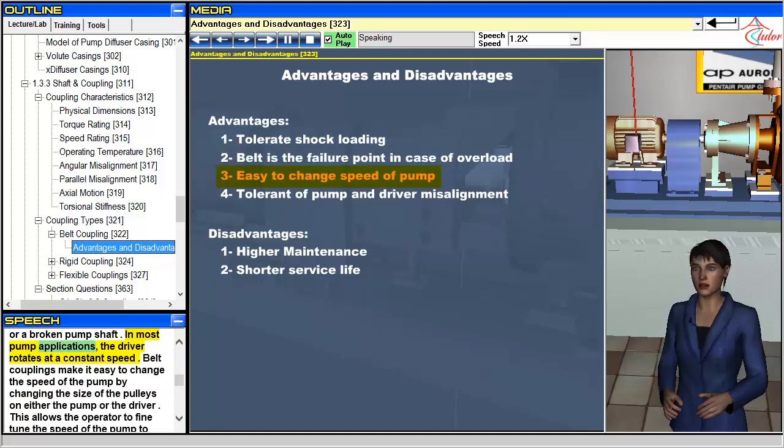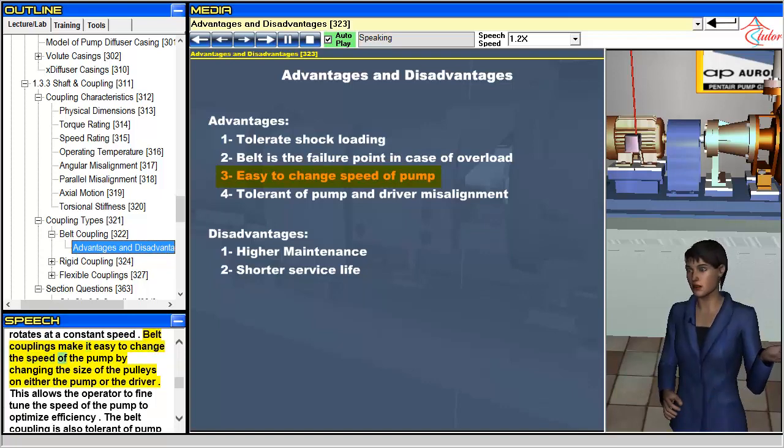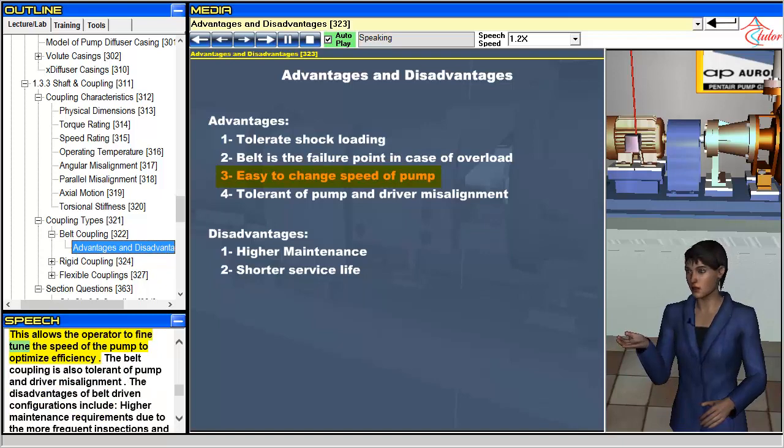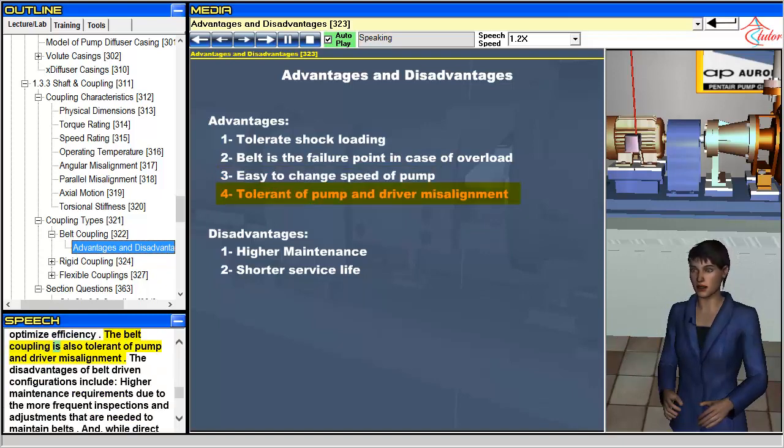In most pump applications, the driver rotates at a constant speed. Belt couplings make it easy to change the speed of the pump by changing the size of the pulleys on either the pump or the driver. This allows the operator to fine-tune the speed of the pump to optimize efficiency. The belt coupling is also tolerant of pump and driver misalignment.